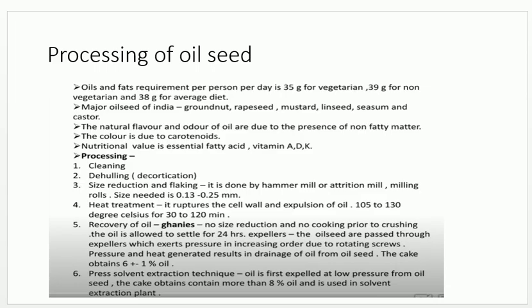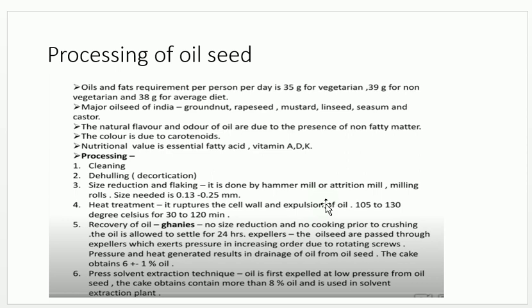Before discussing the oil seed, we'll discuss a little about oil and fat requirement per person. The oil and fat requirement per person per day is around 35 gram for vegetarian, 39 gram for non-vegetarian, and 38 gram for a balanced diet person.